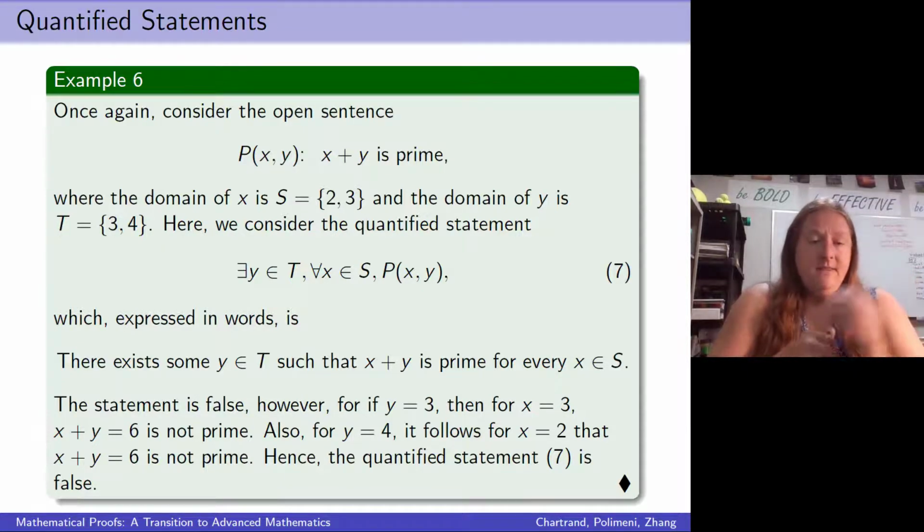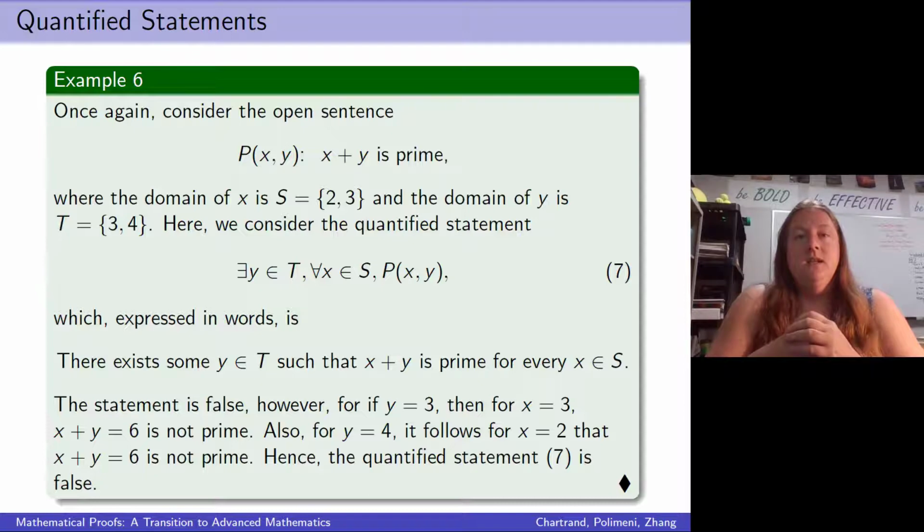So I need to check my different y values and see if this works for any of them. I take 3, it's one of my y values, and I add 2 to it. That's prime. That's good. But it has to be for every x in S, so I also have to do 3 plus 3, which is not prime. So that one doesn't work. That 3 for a value for y is out. It's not going to be the one that exists that this works for. So we're going to try another value for our y, 4. We take 4 and we add 2 to it. We get 6. This doesn't work because it's not prime. So there does not exist some y in T that makes this work, which makes the statement false.